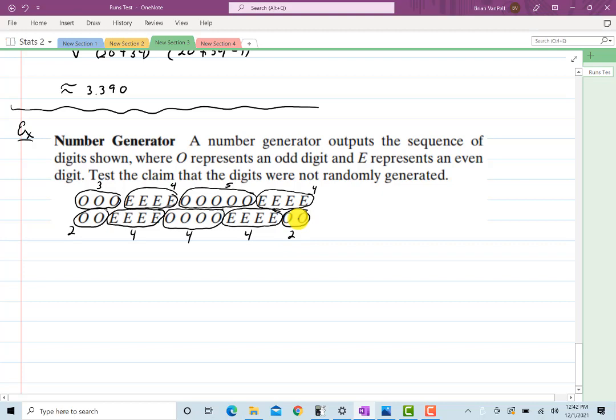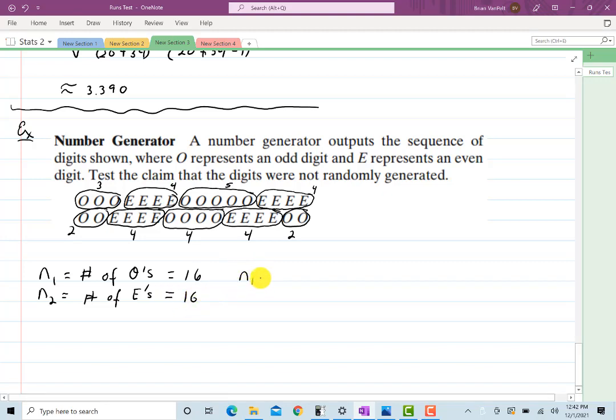So I think I've got all of them. Let's let N1 be the number of O's. Let me make that make O's. And then N sub 2 will be the number of E's. So let's take a look at the number of O's first. I have 3 plus 5 plus 2, so I'm at 10, 14, 16. Looks like I have 16 O's. And then N sub 2, the E's, I have 4 sets of 4, so I have 16 E's.